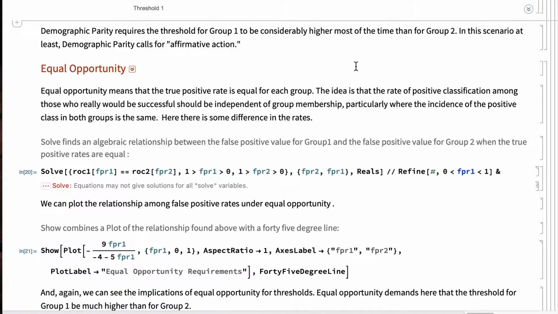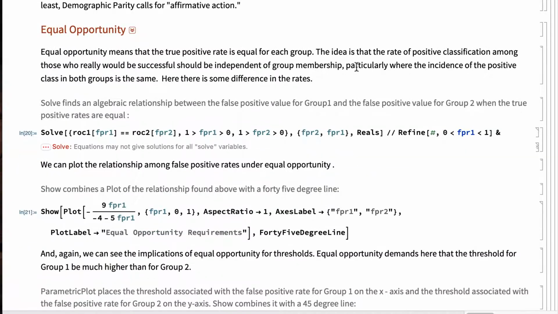Okay, next justice metric, equal opportunity. Equal opportunity means that the true positive rate is equal for each group. The idea is, look, if you've got someone who's going to be successful, then the rate at which you classify those people as successful should be the same regardless of what group they're a member of.